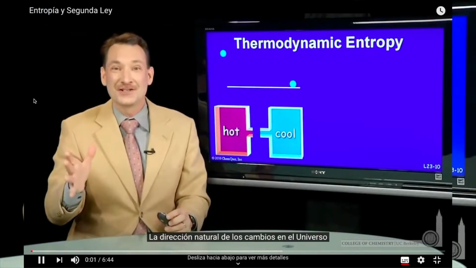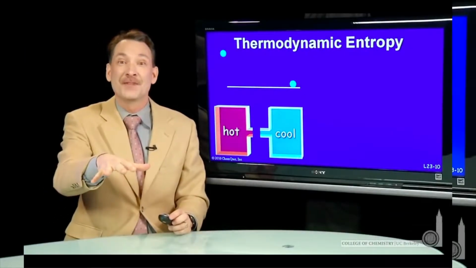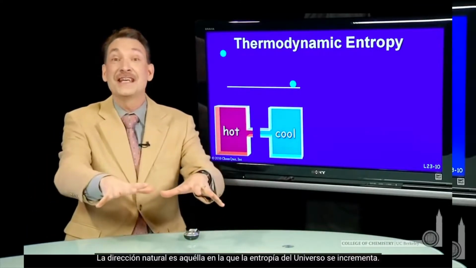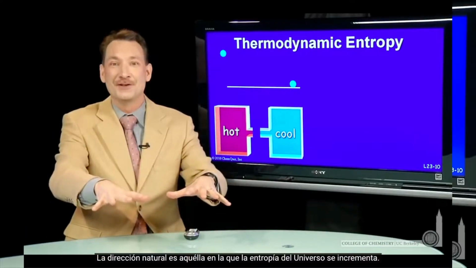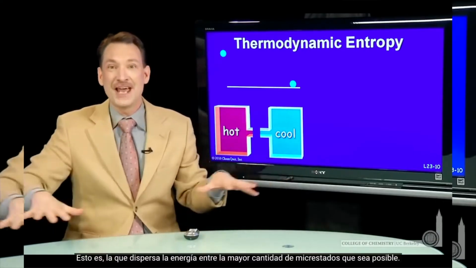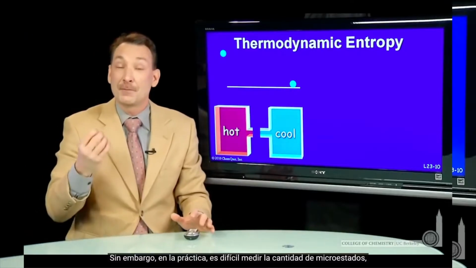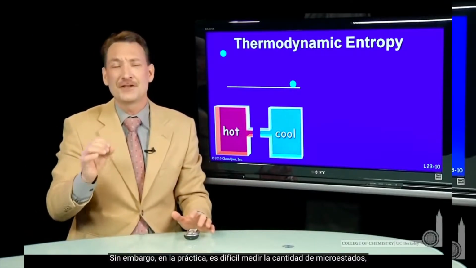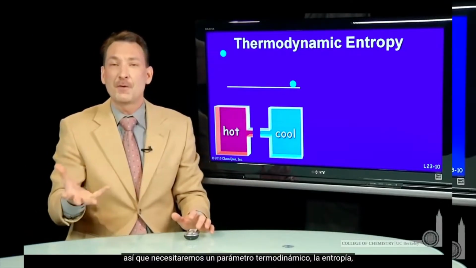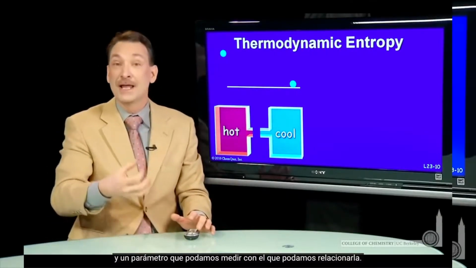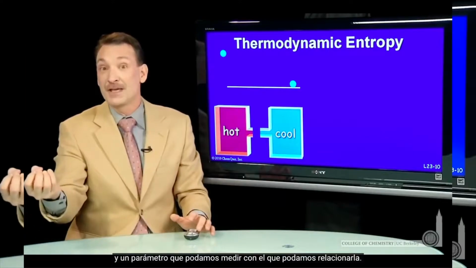The natural direction of processes in the universe is determined by entropy changes. The natural direction is to increase the entropy of the universe, that is, to disperse energy over as many microstates as possible. But practically, it's difficult to measure the number of microstates. So what we need is a thermodynamic parameter, entropy, but related to a parameter that we can measure.